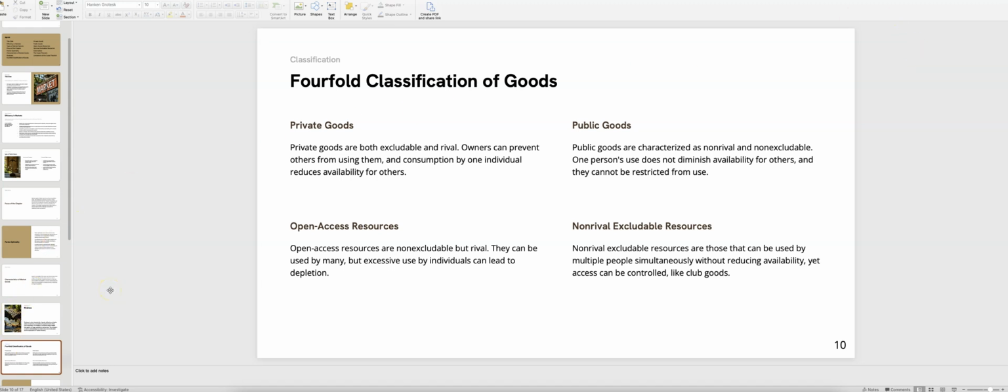So a pretty good way to organize this would be a table. You may have seen this kind of table before, depending on who you had for principles of microeconomics. Goods are either rival and excludable, non-rival and non-excludable, rival and non-excludable, or non-rival and excludable. And that's what you see right here.